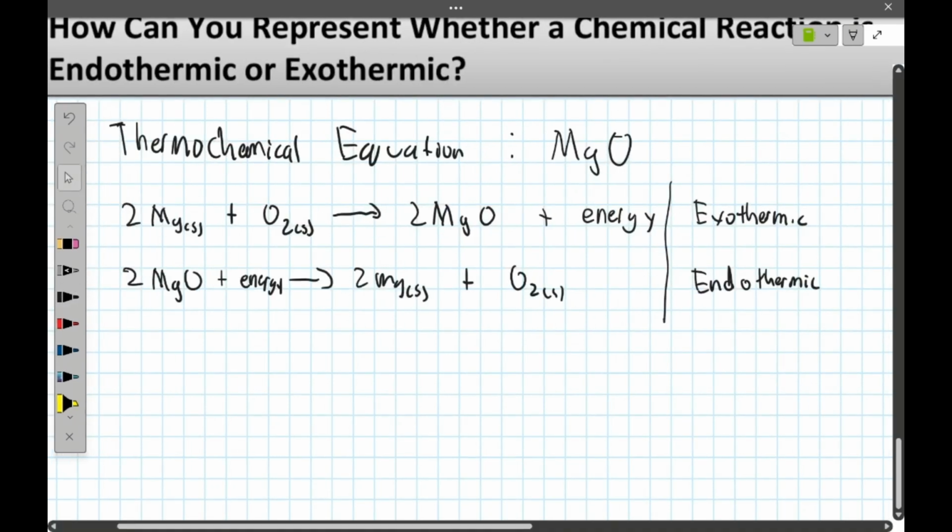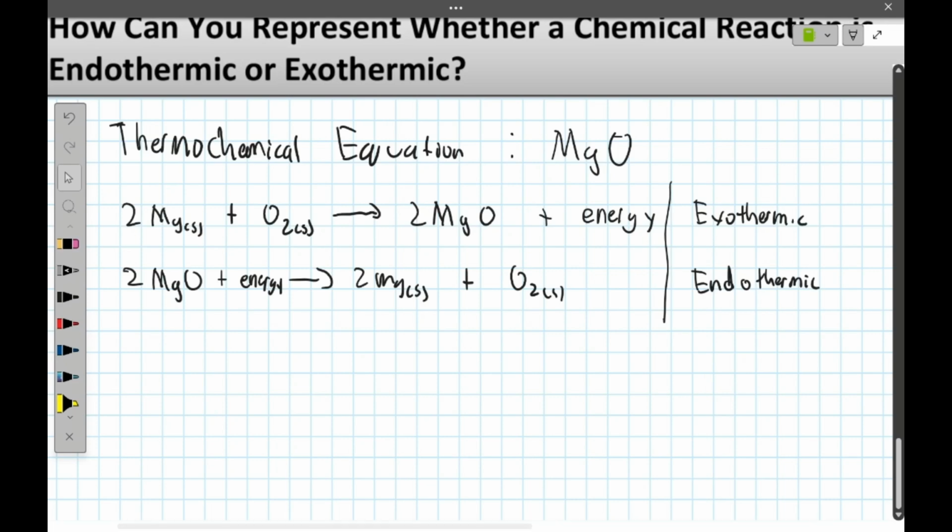So remember this rule. If energy is put onto the side of the products, it is an exothermic reaction, and if energy is put onto the reactant side, it is endothermic.